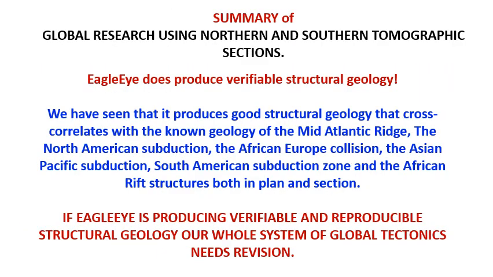Summary of global research using the northern and southern tomographic sections. EagleEye does produce verifiable structural geology. We have seen that it produces good structural geology that cross-correlates with the known geology of the Mid-Atlantic Ridge, North American subduction, the African-Europe collision, the Asian-Pacific subduction, the South American subduction zone, and the African rift structures, both in plan and section. If EagleEye is producing verifiable and reproducible structural geology, our whole system of global tectonics needs revision.